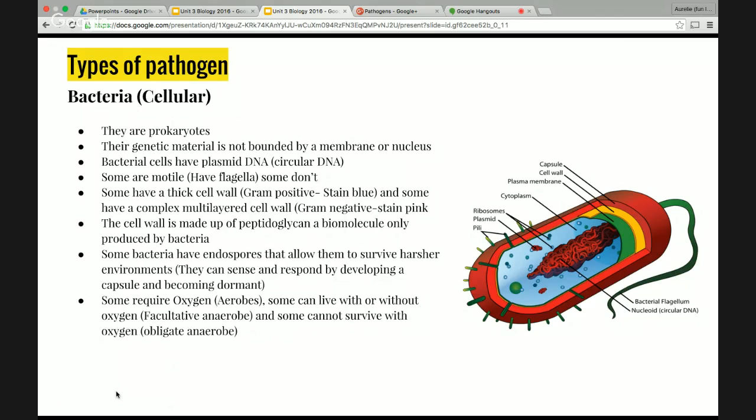So probably here what you need to focus on is the fact that bacteria are cellular prokaryotes, which means that they do not have membrane-bound organelles. You probably need this information about gram-positive and gram-negative bacteria and the fact that the cell walls are made up of peptidoglycans.